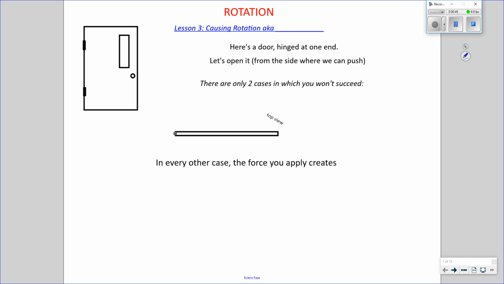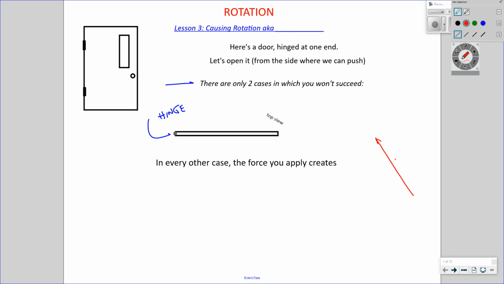You can push lots of ways, and lots of ways will open the door, but there are a whole bunch of ways that won't open the door. There are two cases in which you can't cause rotation. And that is, here's the hinge. Here's our top view of the door. And the deal is, if we were to take, say, a force that looks like that.